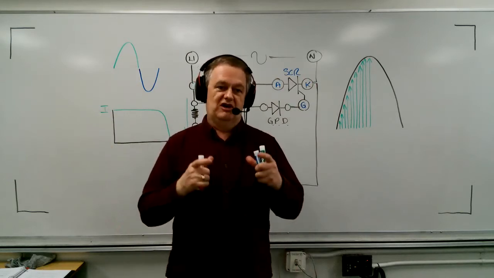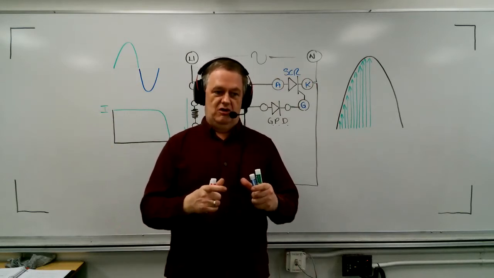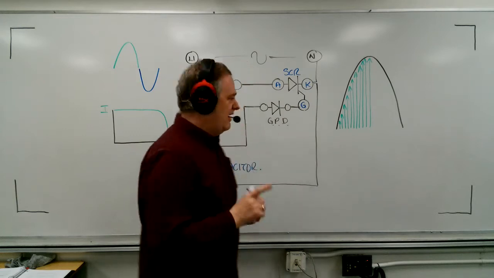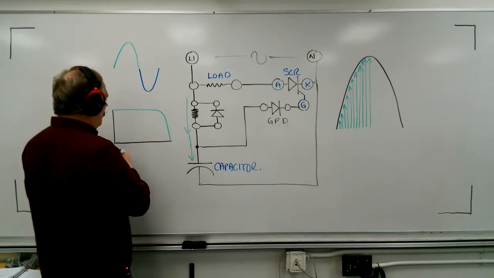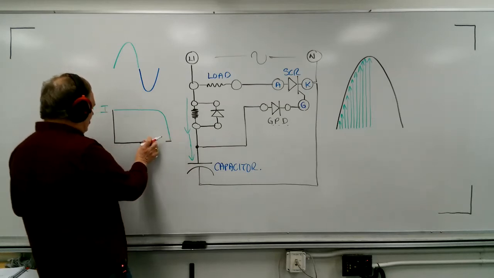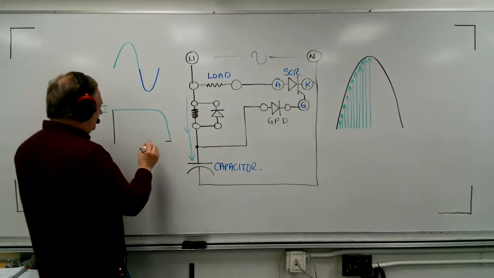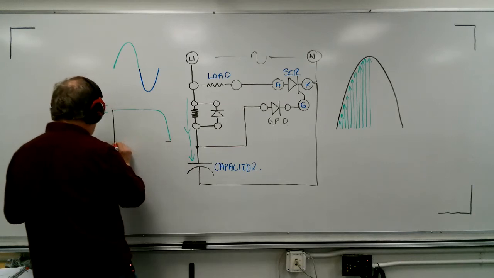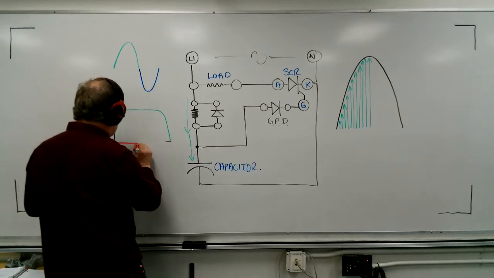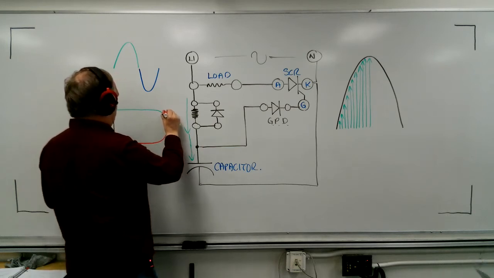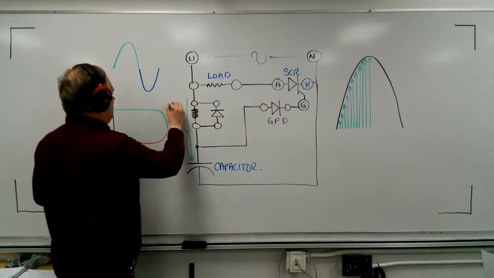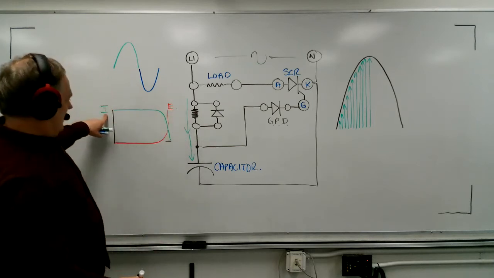So the pressure in the bottle doesn't occur until the bottle's full. And it's the same with a capacitor. A capacitor's voltage does not rise until just an instant before it's full. So this is the voltage of the capacitor. It goes like this. Bang, like that. So this is E of the capacitor and this is I of the capacitor.